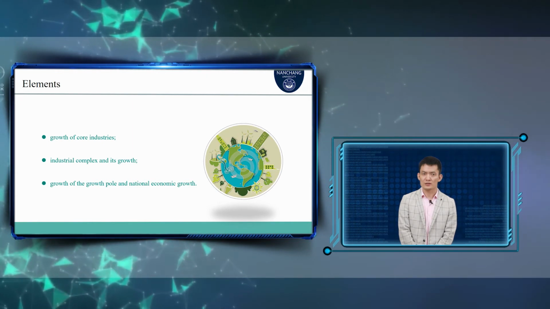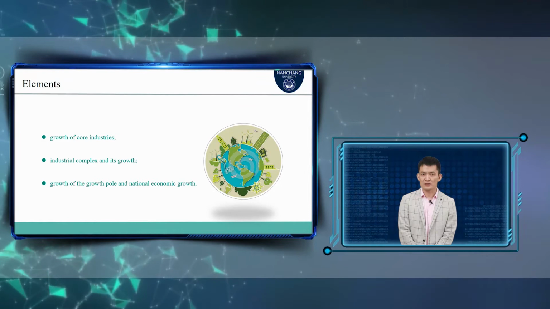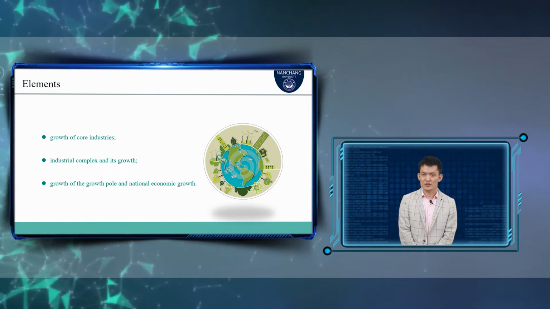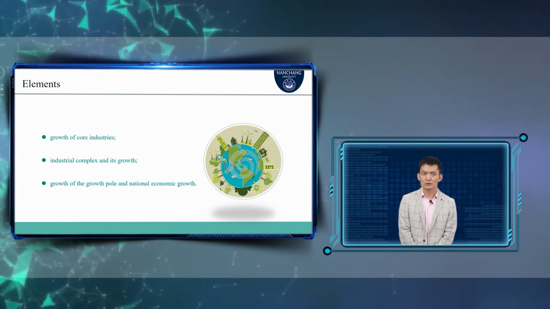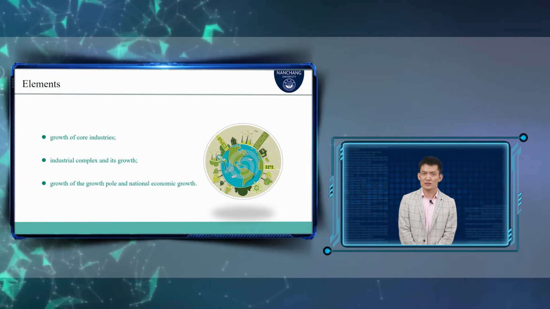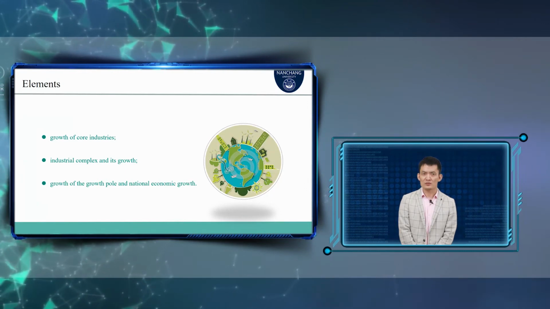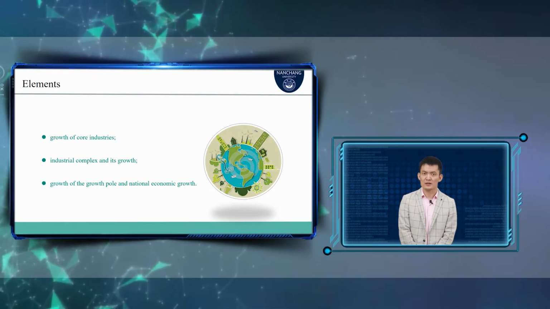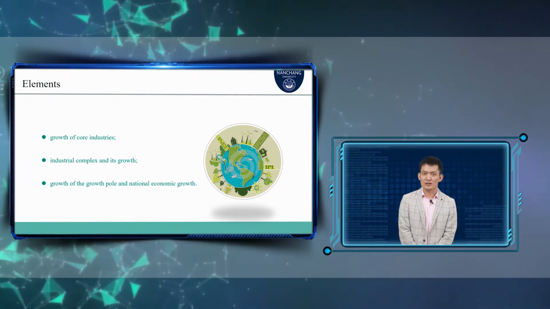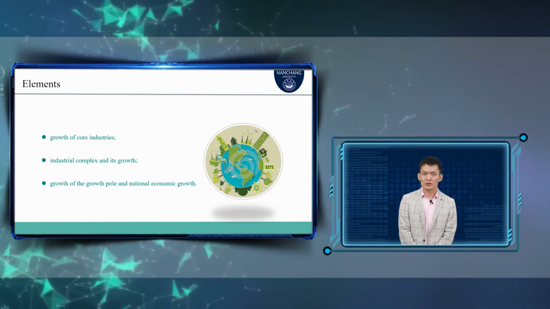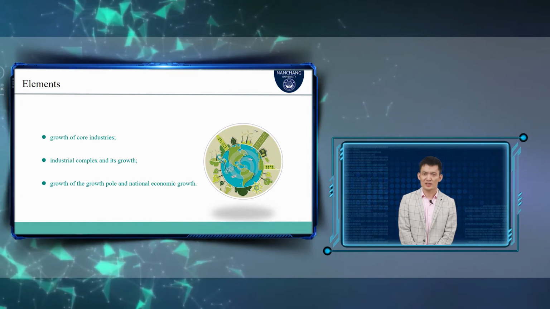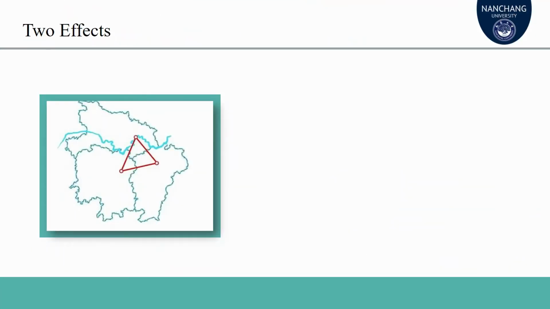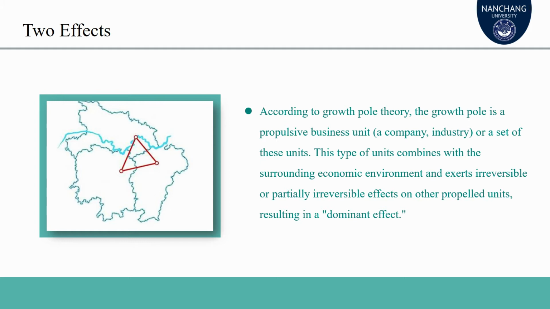The growth pole system has 3 levels: growth of core industries, industrial complex and its growth, growth of the growth poles, and national economic growth. Within this theoretical framework, economic growth is considered to be a system that progresses from point to plane, from part to whole, and organically connected. Its material carriers or manifestations include various types of towns, industries, departments, new industrial parks, and economic cooperation zones. The growth pole will form 2 effects to exert its own radial effects.